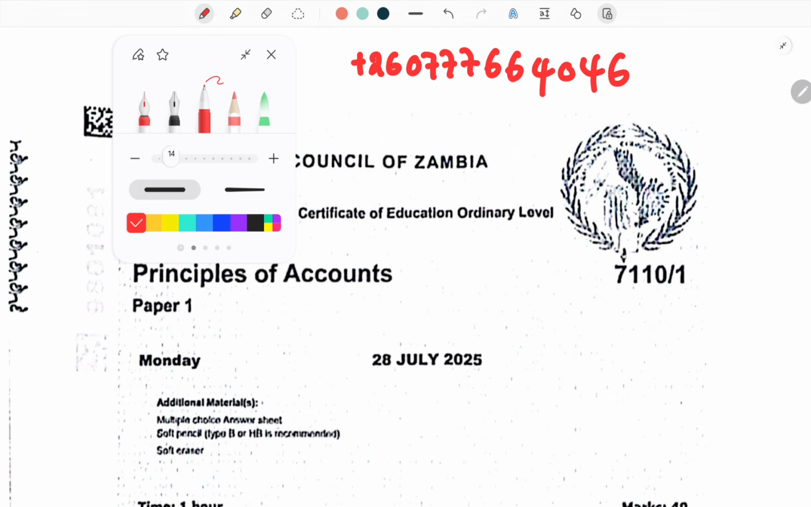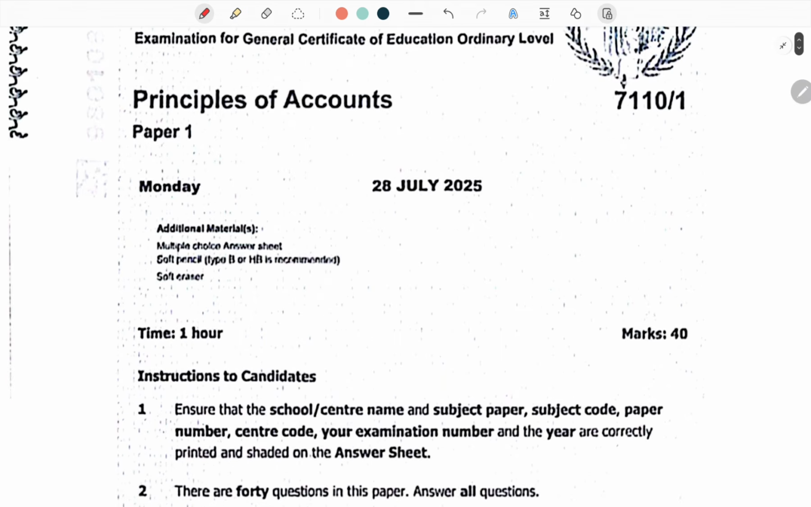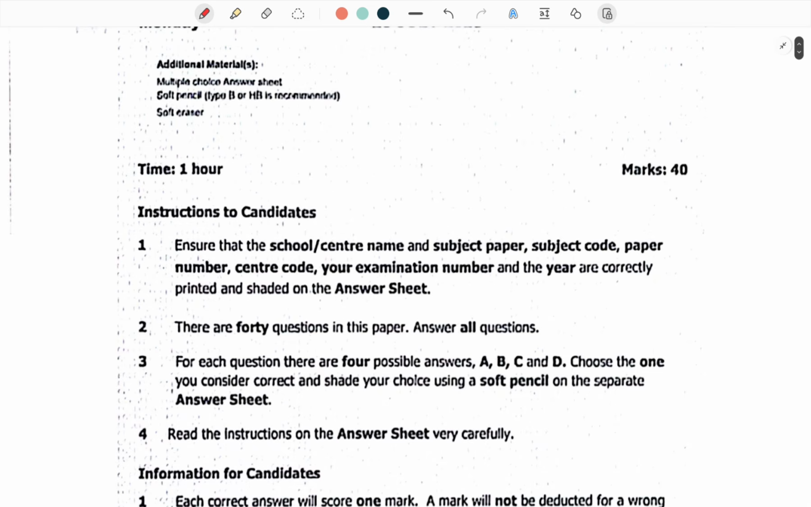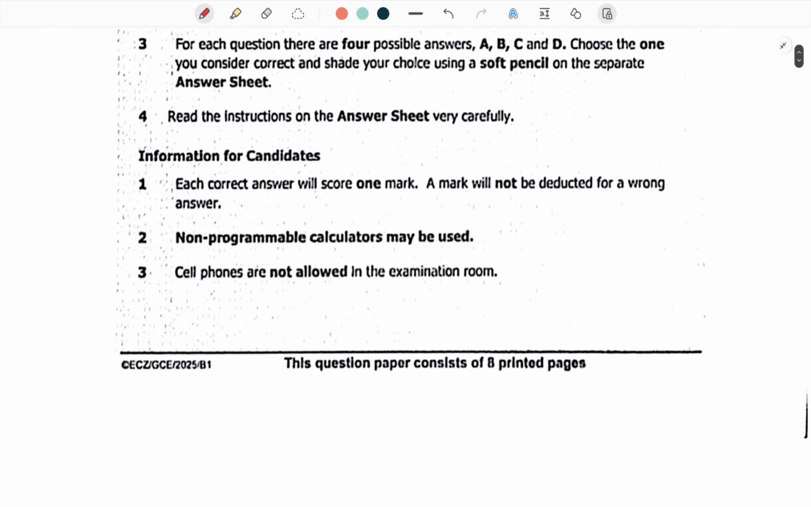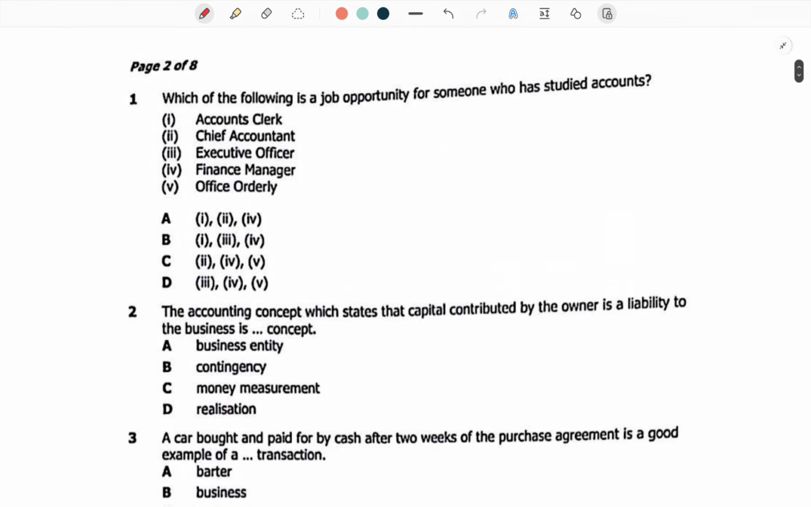Okay, so we start our session. Let me just get my pen properly and also rub my board. Now, this paper is 1 hour and carries about 40 marks. So this 40 marks is supposed to be for you.